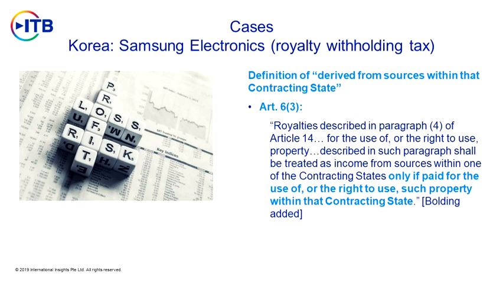Royalties described in paragraph 4 of Article 14 for the use of or the right to use property described in such paragraph shall be treated as income from sources within one of the contracting states only if paid for the use of or the right to use such property within that contracting state.